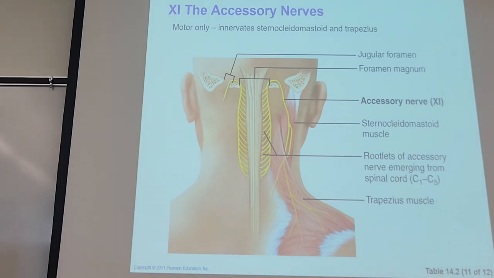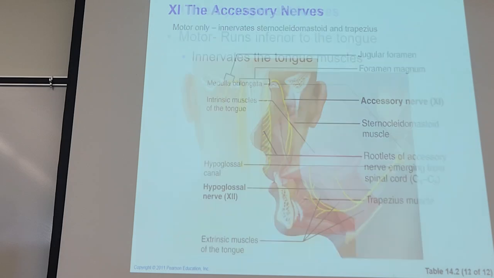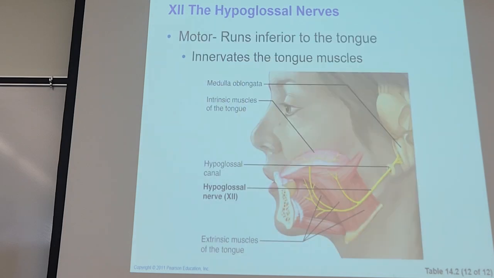Okay, and then 12? Hypoglossal, meaning below the tongue, which is exactly where it goes. What a big surprise, it goes through the hypoglossal canal, that we already identified. So it's motor, and we're just summarizing that it innervates tongue muscles, that's it. Underneath, inferior to the tongue.